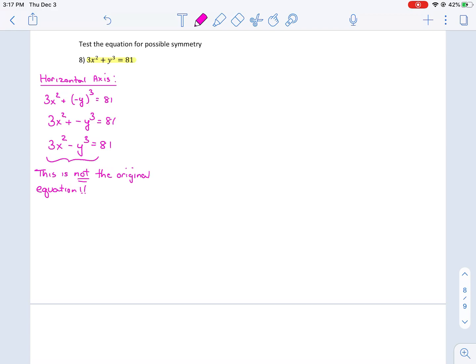So what can we conclude? We can conclude that the graph of 3x squared plus y cubed is equal to 81 is not symmetric with respect to the horizontal axis.